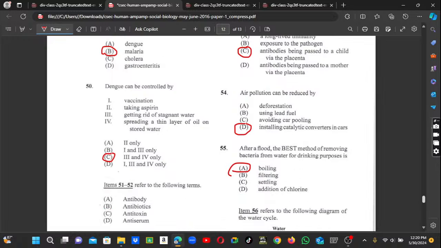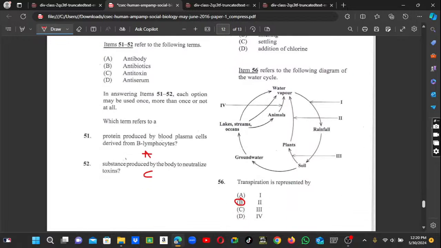Good. Number 55. It says after a flood, the best method of removing bacteria from water for drinking purposes is to, well, we'd have to go ahead and do boiling. Boiling would be the best one, not filtering, because you know that flood. After a flood, the best thing is to boil the water and kill the bacteria. We will not get rid of 100% of the bacteria, but we get around 95% of it. But the 5% wouldn't kill you.